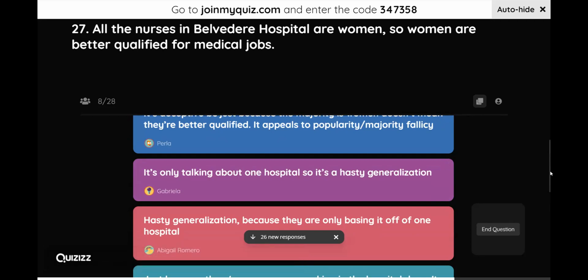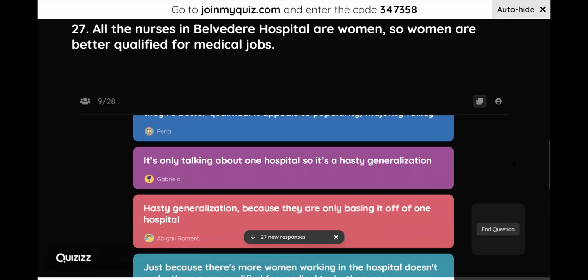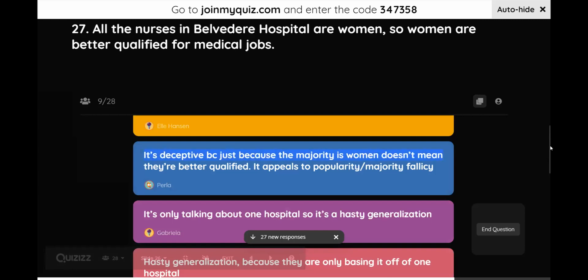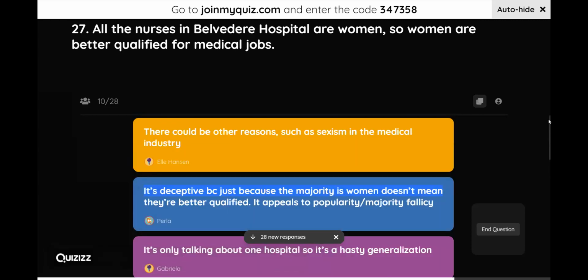Well, for one, they're only judging it on this one hospital. Mm-hmm. So they don't have data of the other hospitals, right? Is that what you're saying? Yeah, or they don't have any kind of data on what would make someone better qualified for a medical job, right? You really have a lot of ignorance there. I could see appeal to ignorance. They're only basing it on one hospital. That's only one source of information. Yeah. There could be other reasons.